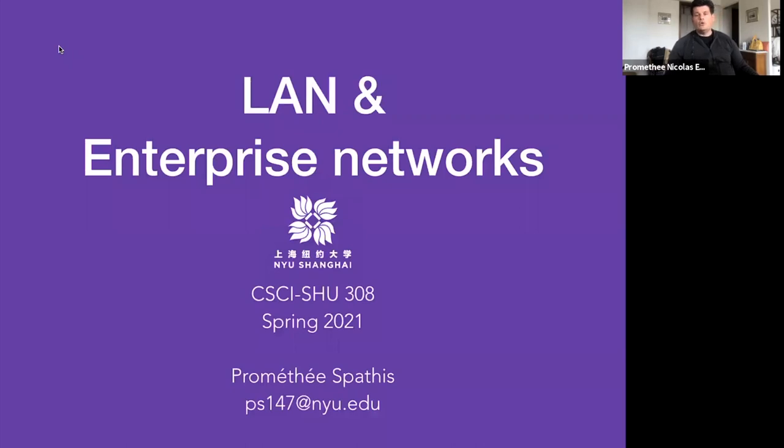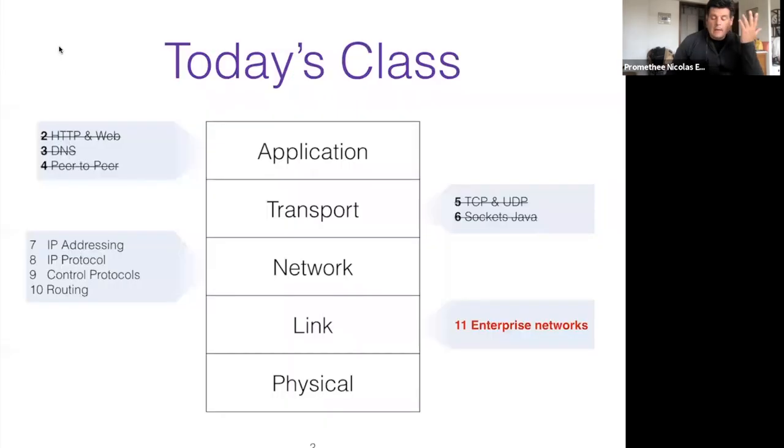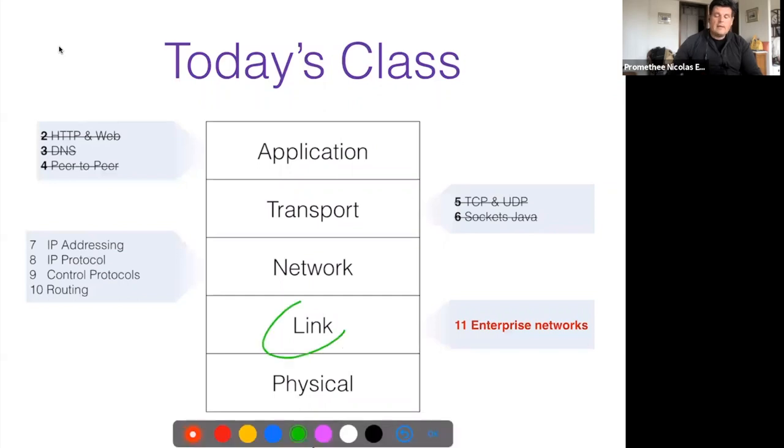Okay, so today we're going to talk about local area networks, which includes enterprise networks. And basically we are at the link layer. So everything that we're going to talk about today is at the link layer, and mainly we'll see things regarding Ethernet. So I won't have time to cover Wi-Fi. We can do that in our master degree. But yes, everything that is related to Ethernet.